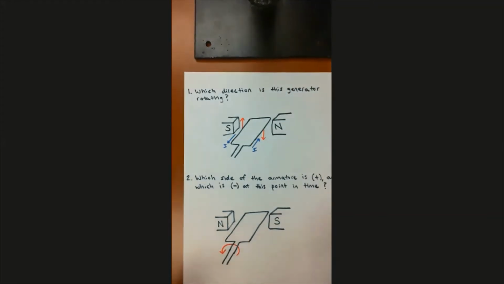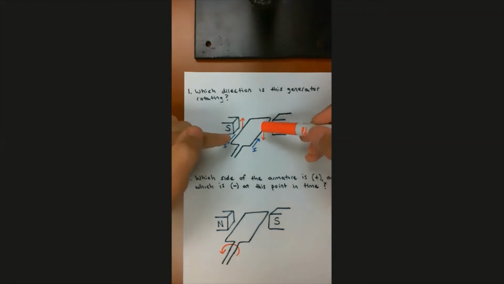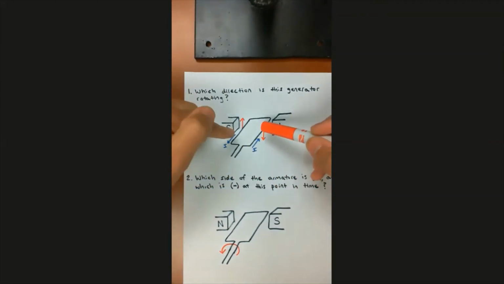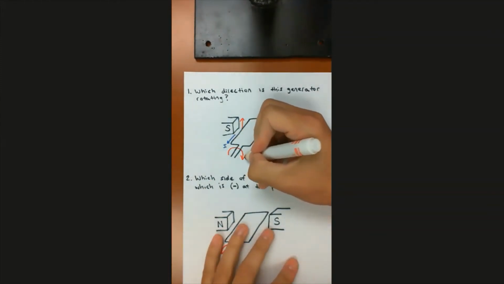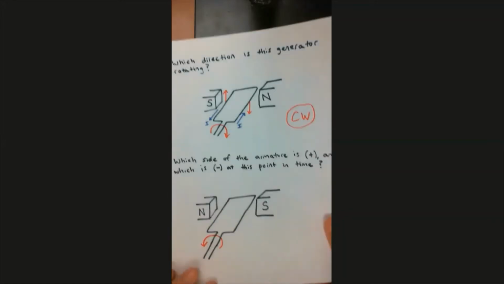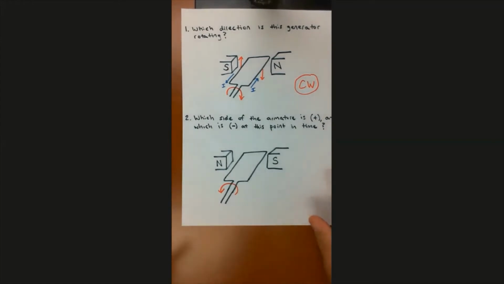All right, so if this side of the armature is headed up and this side of the armature is headed down, then this armature must be rotating like this, around in a circle like this. And if we think about this direction of rotation, this is clockwise. So this first generator is rotating in the clockwise direction. Okay, that's number one.